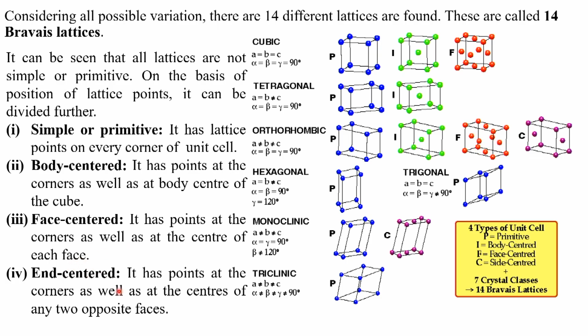And the last one is end centered. So it has points at the corners as well as the centers of any two opposite faces. This is end centered or side centered, we can say. So here you can see the opposite faces have this. All corners are occupied as well as the centers of two opposite faces. So this is one face, this is another face. You can see the points are here. Then we discussed cubic: a = b = c, and alpha = beta = gamma = 90 degrees. So all these things we discussed before.